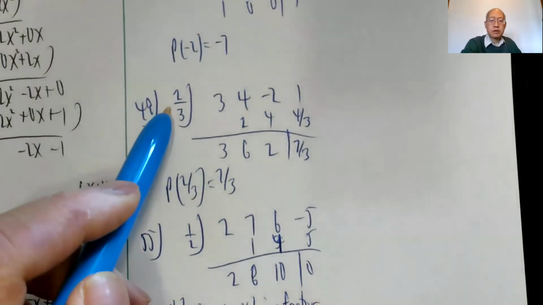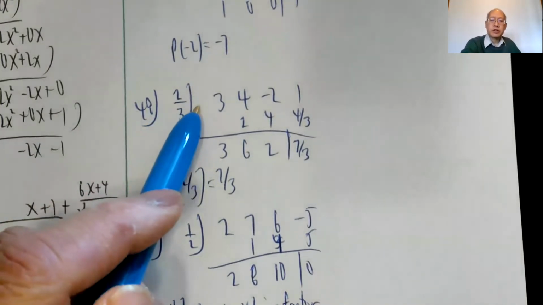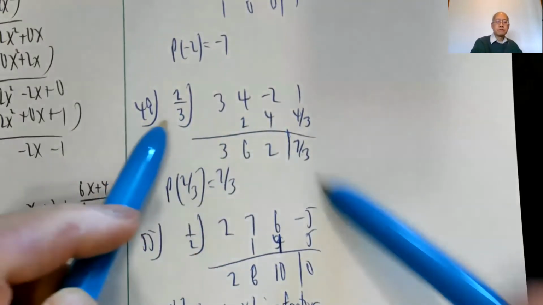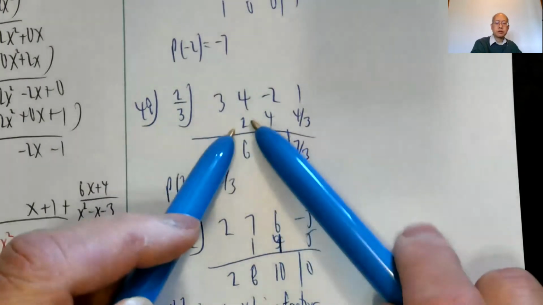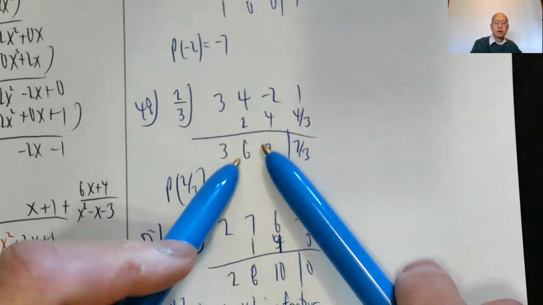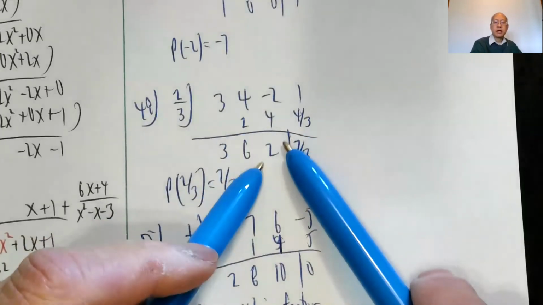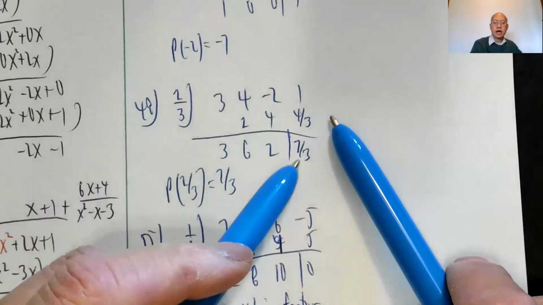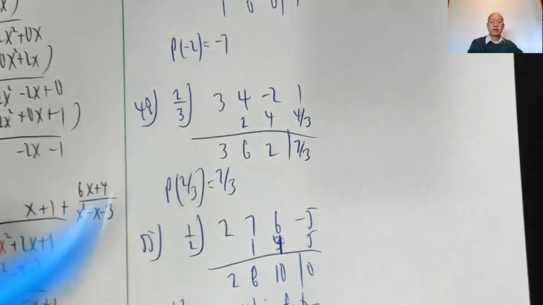49, find p of 2/3. Coefficients 3, 4, -2, 1. 3 comes down. Multiply, 2/3 of 3 is 2, add. Multiply, 2/3 of 6 is 4, add 2. Multiply, 2/3 times 2 is 4/3, add them up, 7/3. So p of 2/3 is 7/3.